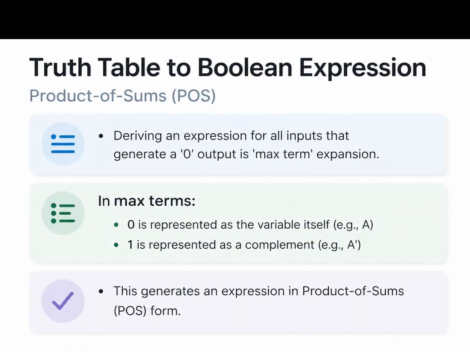Alternatively, we can focus on the zeros. If we look at every row where the output is 0, we can create max terms. The rule here is flipped. A 0 input is written normally, and a 1 input is inverted. Multiplying these max terms together gives us a product of sums expression. Both SOP and POS describe the exact same logic, just from different perspectives.